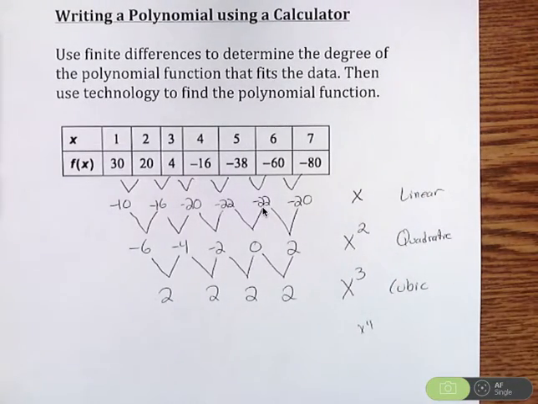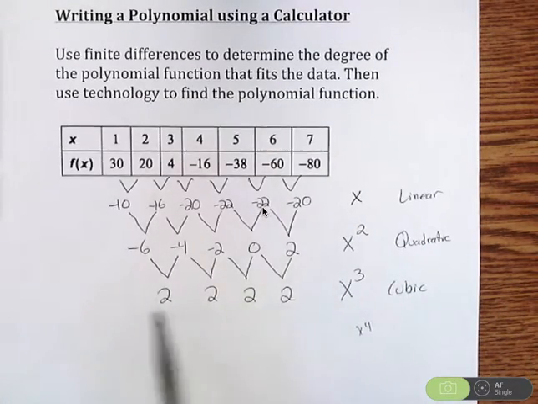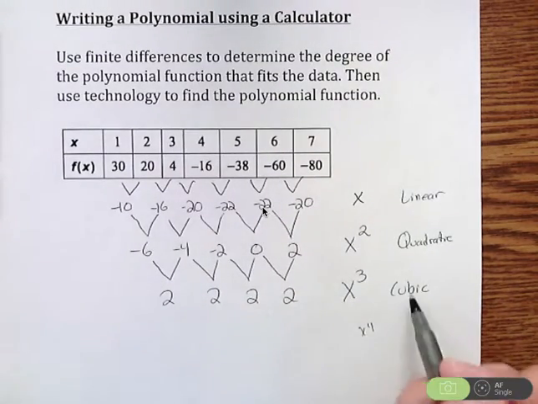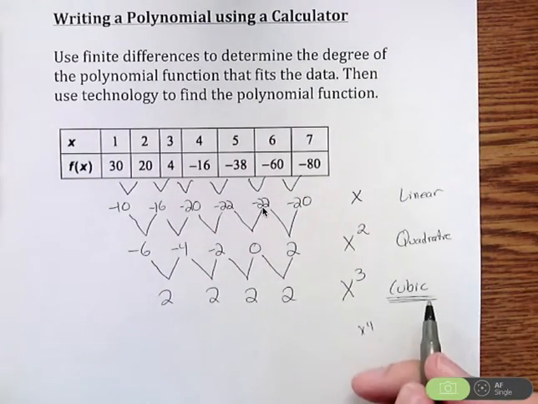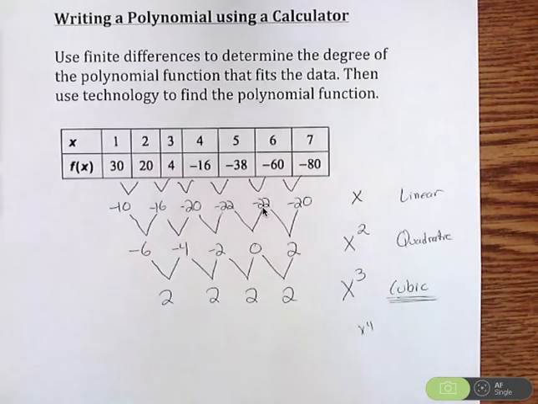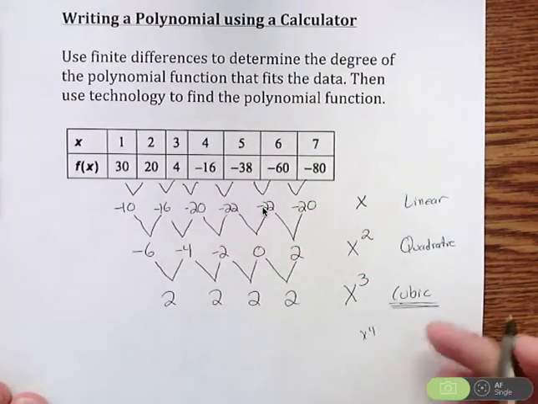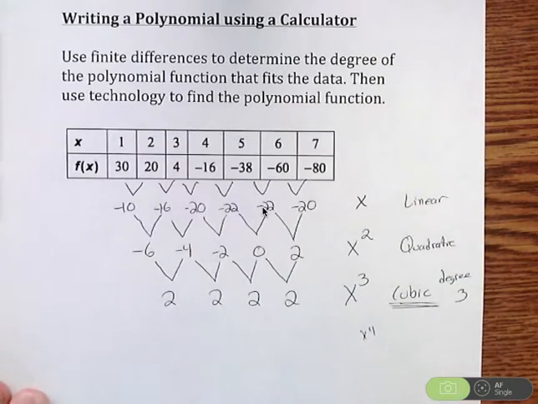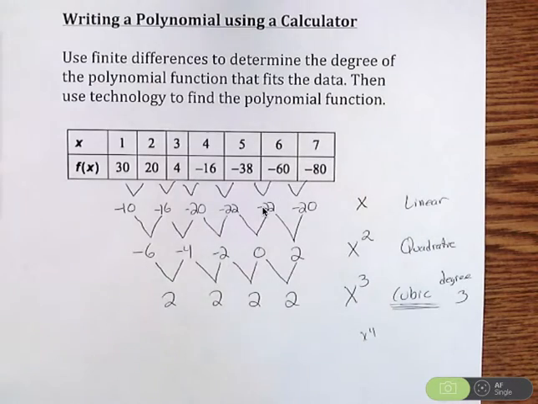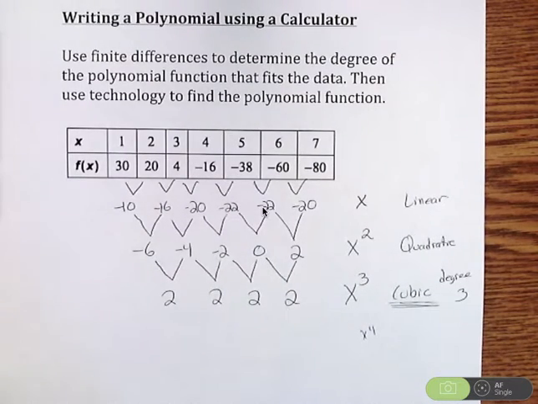So notice how I got 2, 2, 2, 2, so all the same number. So what I now know is that the polynomial of this data set is going to be a cubic, so x to the third power. I know it's cubic, the degree is 3, because it was the third time we did it. The only thing left to do is use technology to find the polynomial function.